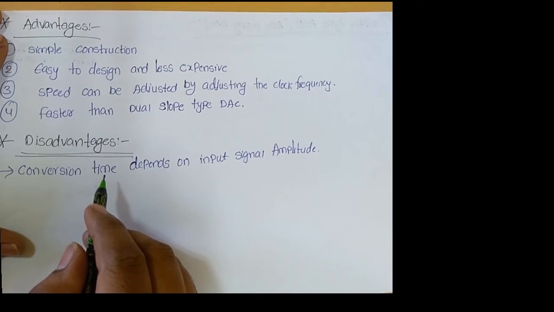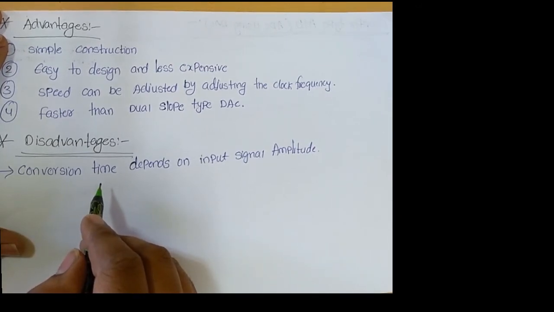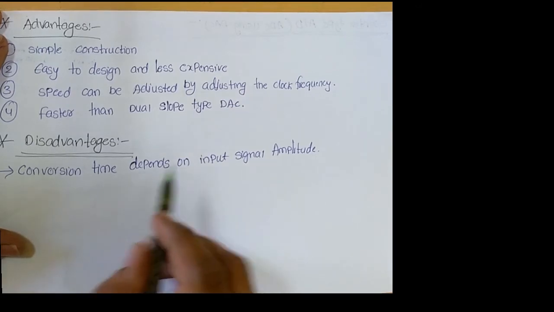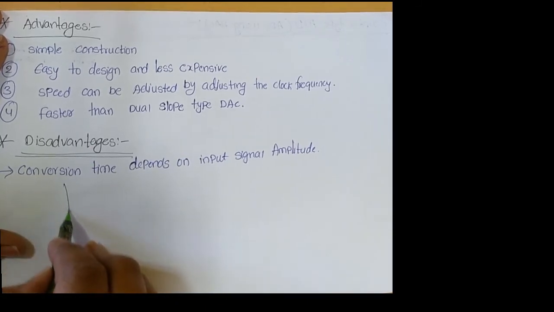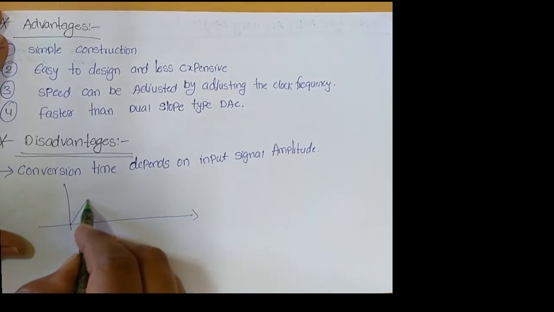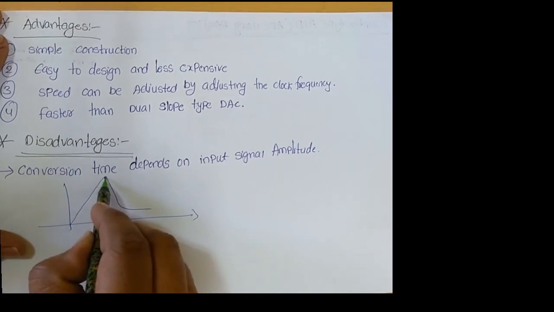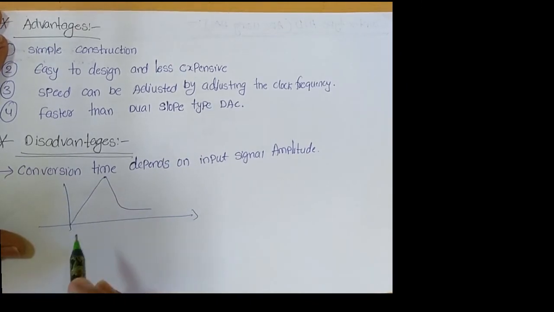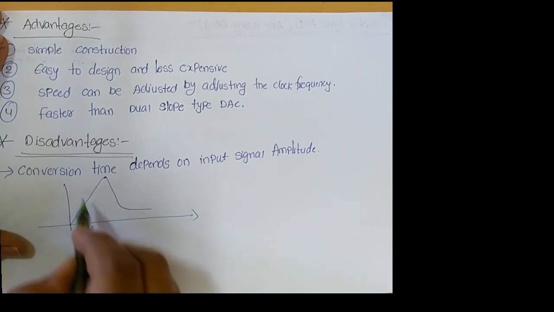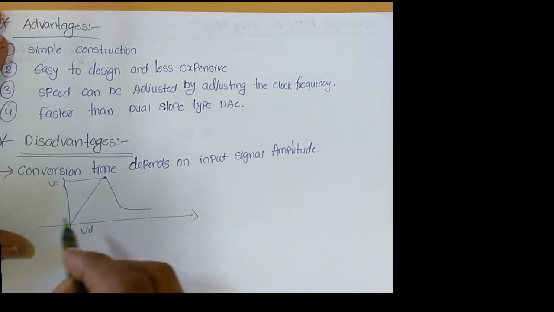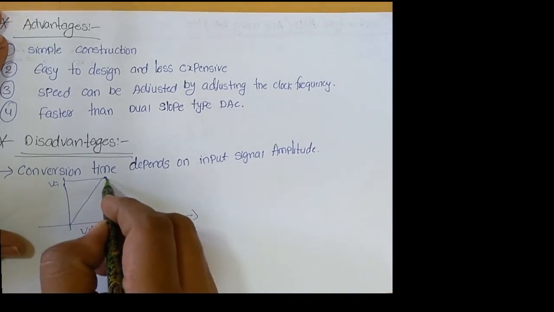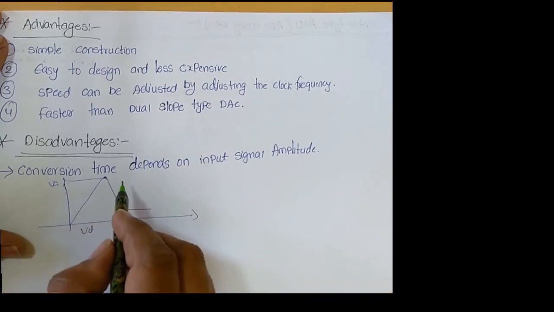Next we are discussing the disadvantages. Okay, in the disadvantages, conversion time depends on input signal amplitude. It means that based on the input signal amplitude the conversion time increases. For example, here we consider the analog input signal, and this analog signal has the maximum amplitude. Okay, so with respect to the digital to analog converter it will provide some analog signal voltage. That analog signal voltage is VD, and this signal amplitude we assume is VA. So this VD signal will take more time to reach this voltage. At that time the conversion time increases.